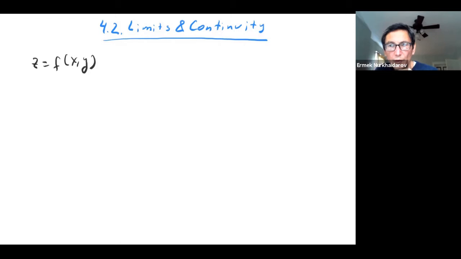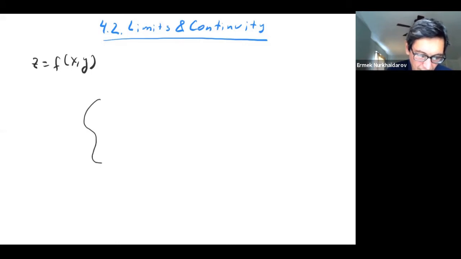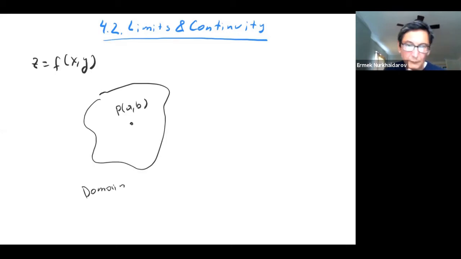Now we want to define what the limit of a function is. So we have our domain, and in that domain we have a point. Okay? So in the domain, we have a point, and point P is going to have coordinates A and B.